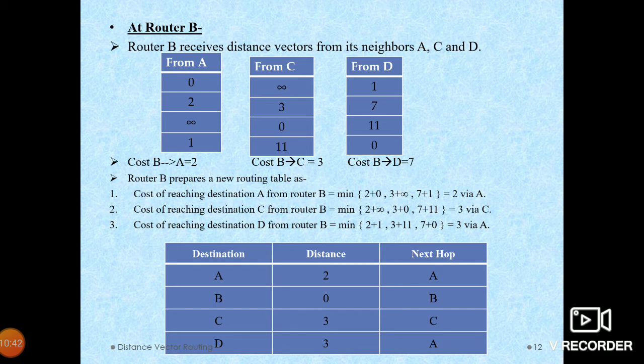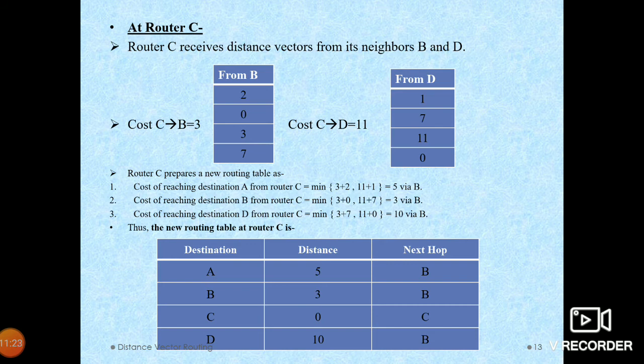That is, it has a direct link with C. Cost of reaching destination D from router B is the minimum of 2 plus 1, 3 plus 11, and 7 plus 0. So here 3 is considered the shortest path, in which we can reach via A. We want to again change the next hop value also while changing the distance. That is B to A is 2, and B to B is 0, and B to C is 3, and B to D is 3.